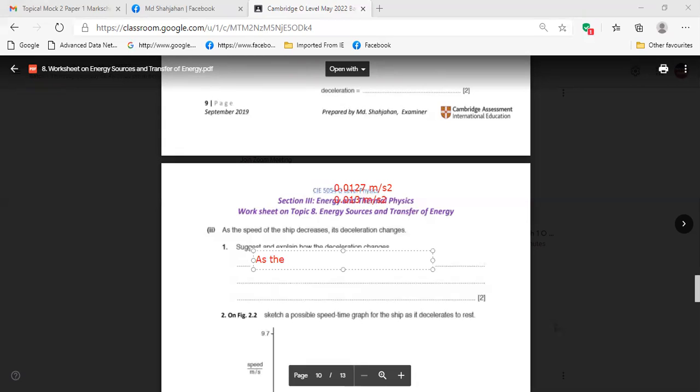As the speed decreases, the resistive force from the water also decreases. Hence, deceleration decreases as well.